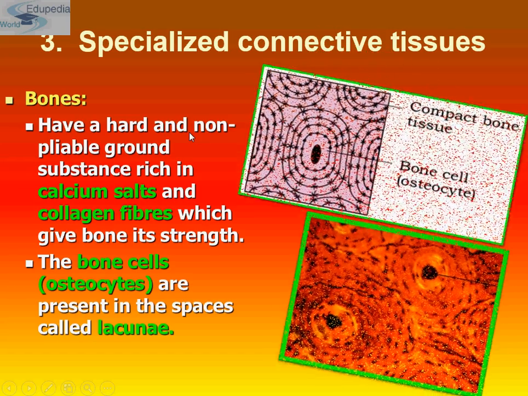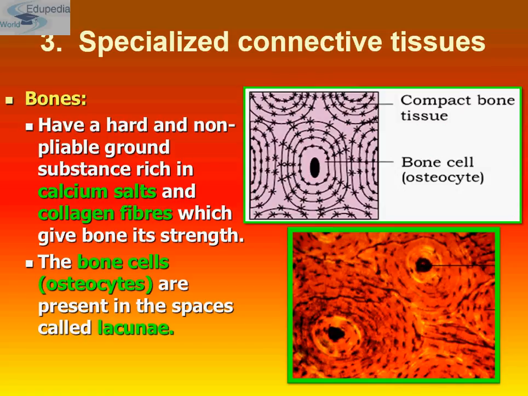Now comes bone. Bone is another type of specialized connective tissue, as I have told you. Bones have a very hard and non-pliable ground substance, which we also call matrix, which is rich in calcium salt and collagen fibers, which give bone its strength. Like cartilage cells were known as chondrocytes, likewise bone cells are also known as osteocytes. See, it is also enclosed. Bone cells are present in the spaces which we call lacunae. These are your lacunae.